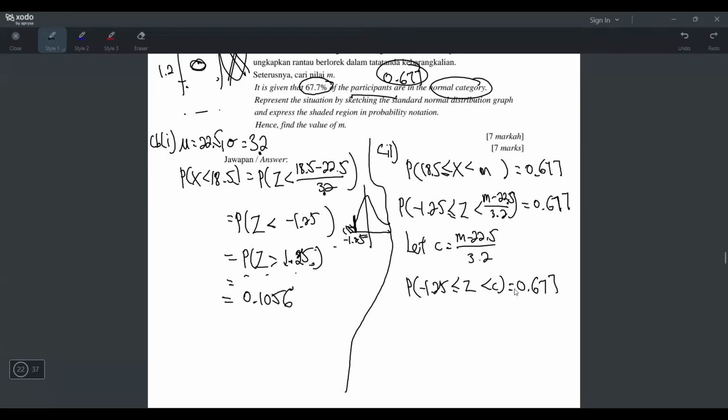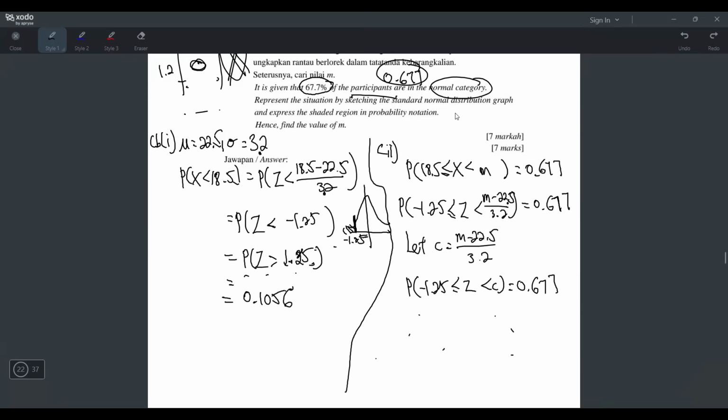And I always teach my student, if you don't know whether your C is positive or negative, you have to sketch your graph and see whether your C is positive or negative. But actually you don't need to, you know it's positive already. Because if they write Z in between negative 1.25 and C, it means the Z has to be bigger than negative 1.25 but smaller than C. It means C is definitely bigger than negative 1.25. But you can't guarantee whether it's positive or negative, right? So yeah, that's another issue.